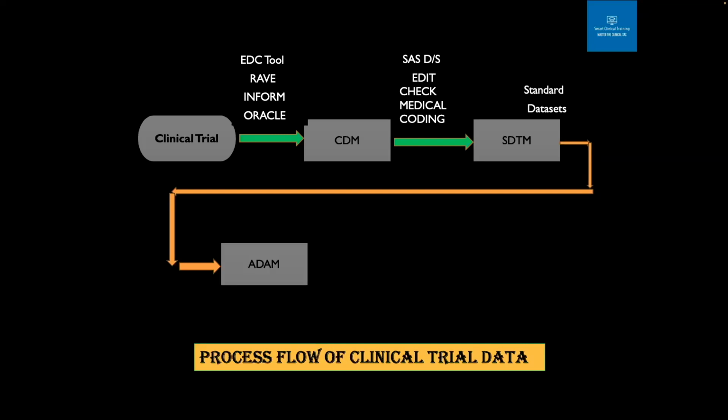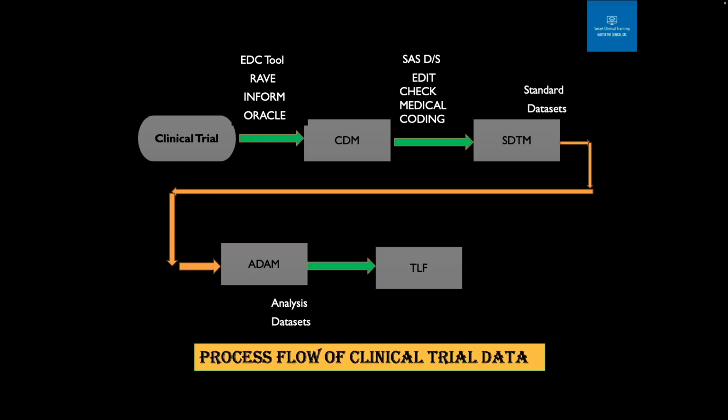Once the data set is made standard, it is passed to the next team, which is ADAM. We are creating SDTM data sets here using the raw data sets we have received from the CDM team. Once SDTM is completed, we create an ADAM dataset. The purpose of the ADAM dataset is to create a dataset ready for analysis. We are not doing any analysis in SDTM. We are just making the dataset standard using the SDTM guidelines. All the analysis we perform is at the ADAM dataset level.